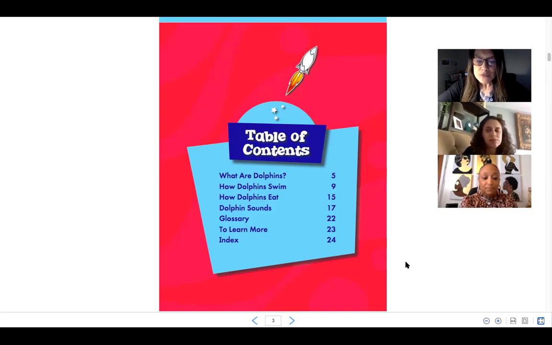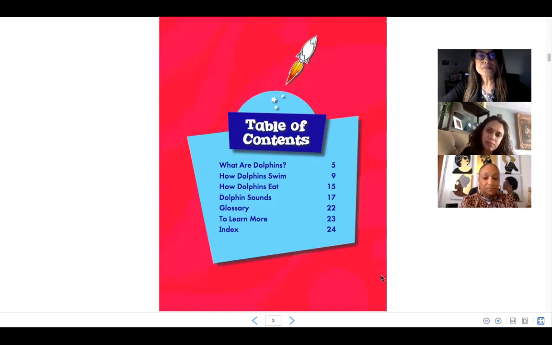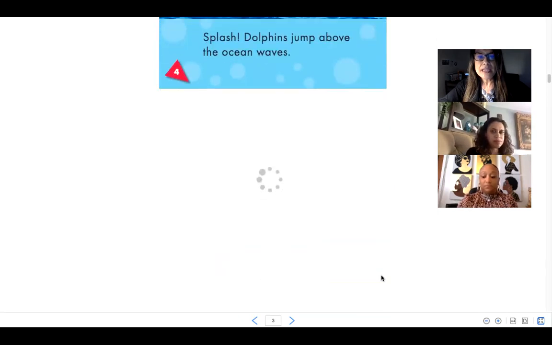And when you look at this, you might want to say, oh, look, if I wanted to know how dolphins eat, I would look at page 15. So you just want to really informally have a brief little discussion about a table of contents and what it means for your child. So now I'm going to move over to page number 5.